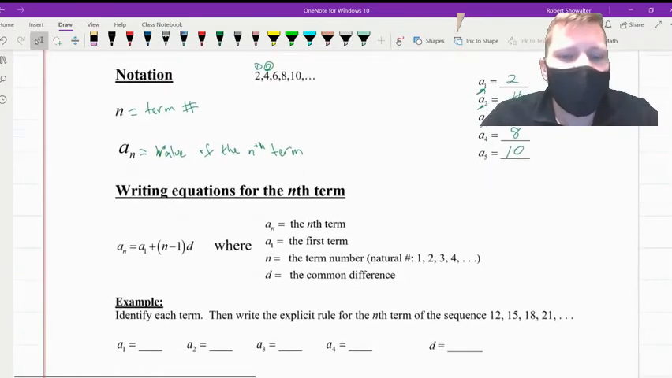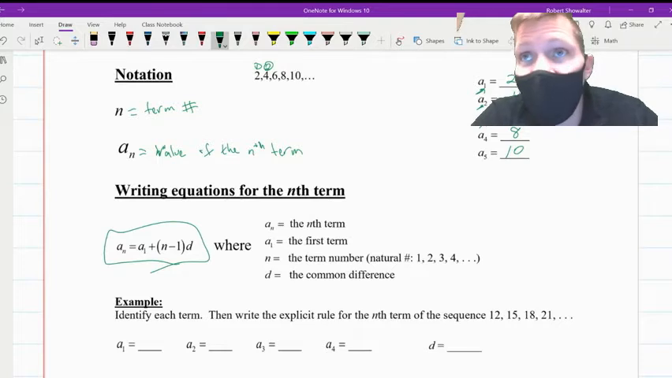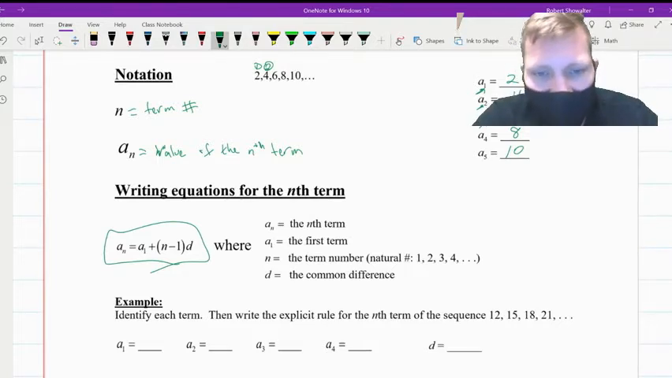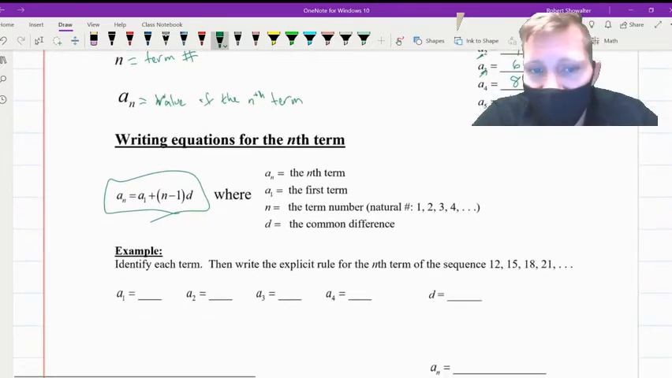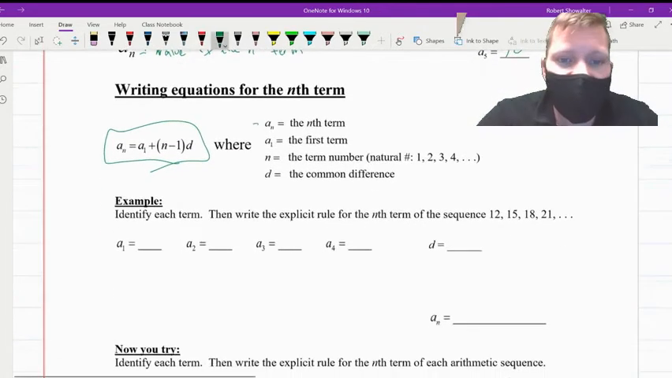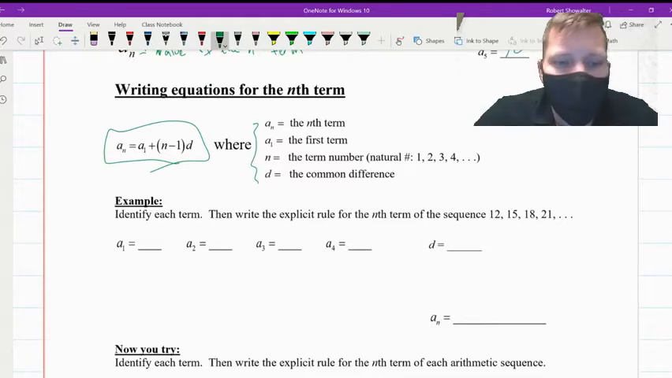Okay. We also have this rule that we can use to help generate the function, or the equation, of the arithmetic sequence. It's a formula for you to use to find these things and drop them in those specific spots.